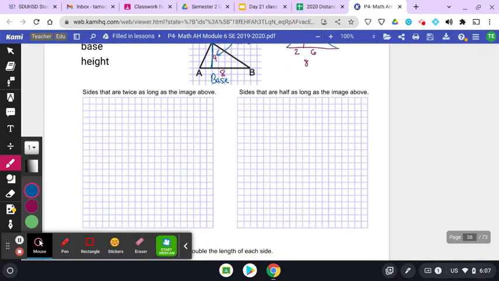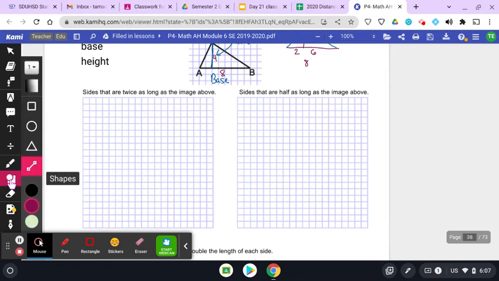So again, I go ahead on the bottom, I use my little line tool, and I go 16 across. I'm going to start at the corner because 16 is kind of a big number for this grid. One, 2, 3, 4, 5, 6, 7, 8, 9, 10, 11, 12, 13, 14, 15, 16. Oh, good guess.